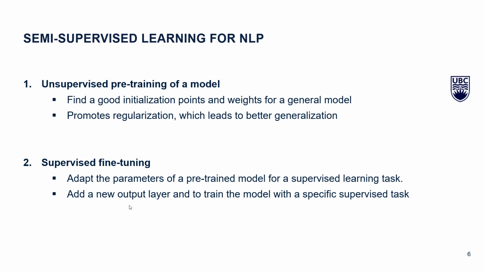Then the model is fine-tuned. So fine-tuning a model is adapting the parameters of a pre-trained model for a supervised learning task. A common way to fine-tune an unsupervised model is to add a new output layer and to train the model with a specific supervised task like classification.